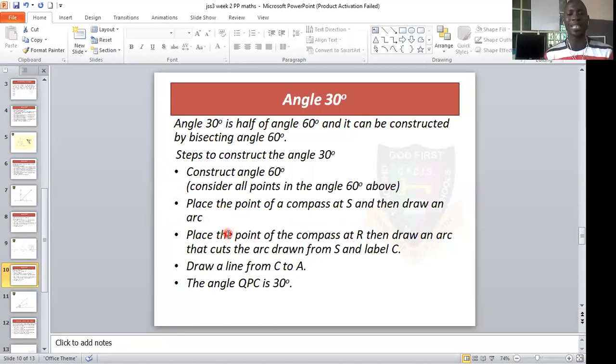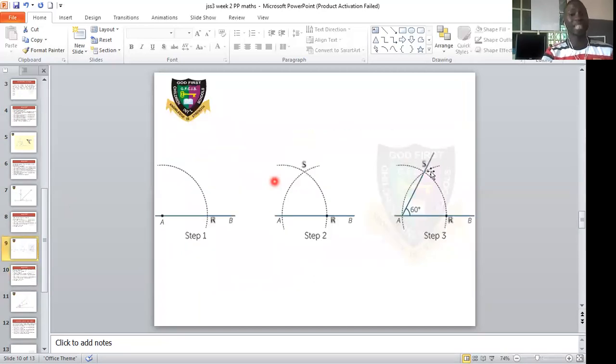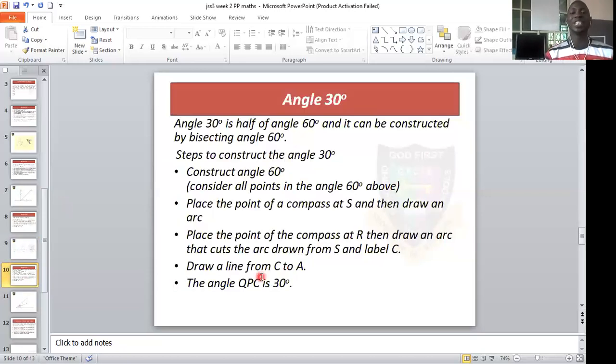Place the point of compass at S. Draw an arc with the same length used from the point drawn from X. When you place the point of compass at X, the same length of compass with the pencil is the same you will use when you place the point of the compass at R to draw an arc that cuts through the arc drawn from S, and label it C. Draw a line from C to A, then angle QPC is 30 degrees.